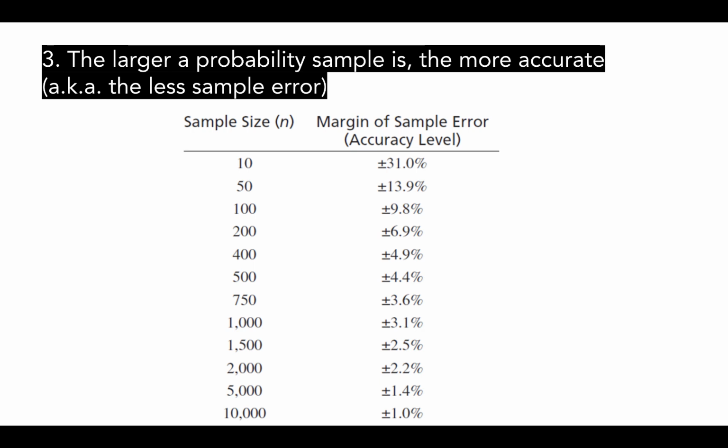As you can see, sample size going up means sample error going down, but at some point it's just not worth it anymore. You can keep increasing your sample size and you're still going to have some sample error, so at some point you're going to have to make a trade-off.